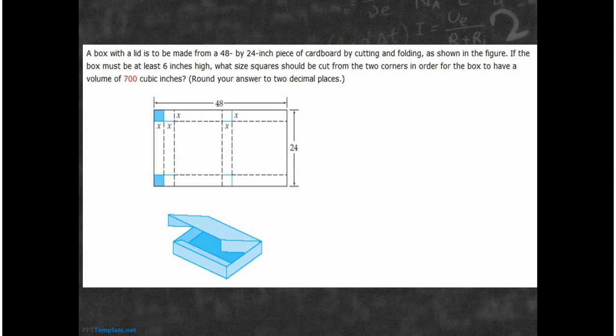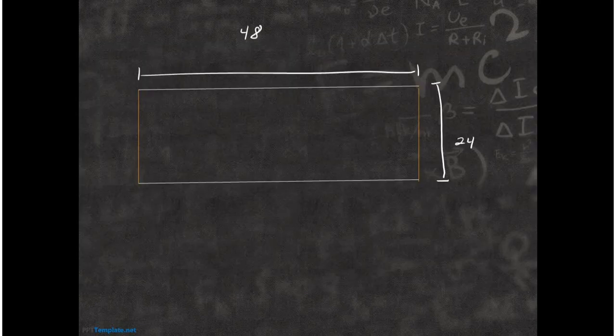If you look here, we have a rectangular piece of paper, but over here we have a fold which makes a lid and folds it into something like a shirt box. So this is a little bit different and much more complicated. When I first worked this problem, I had an 800 here instead of a 700, so I'm going to be using the number 800 instead of 700, but you'll get the idea.